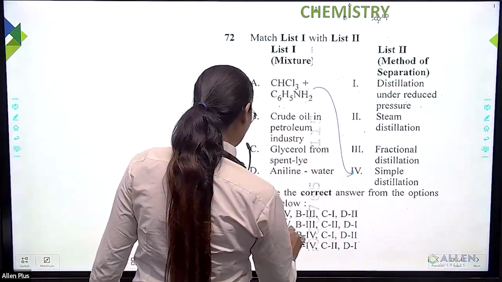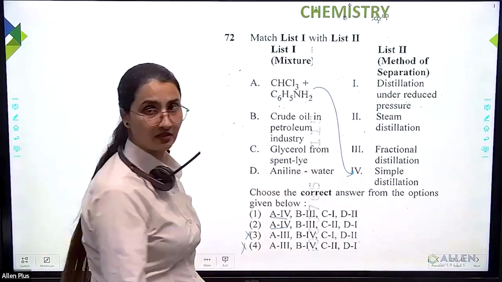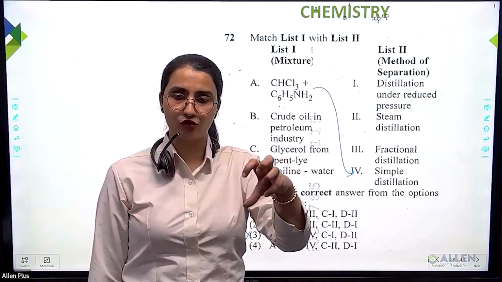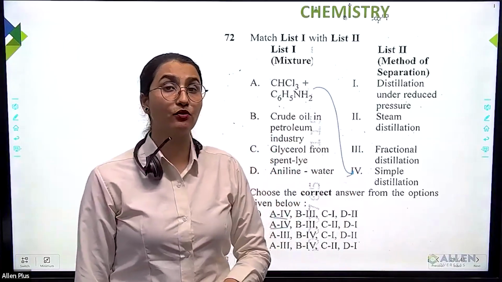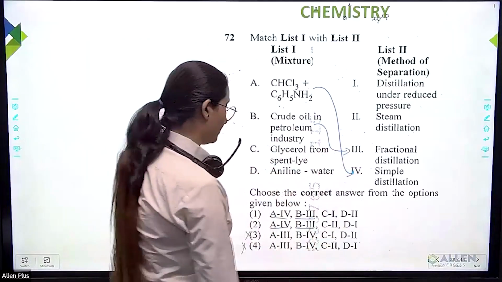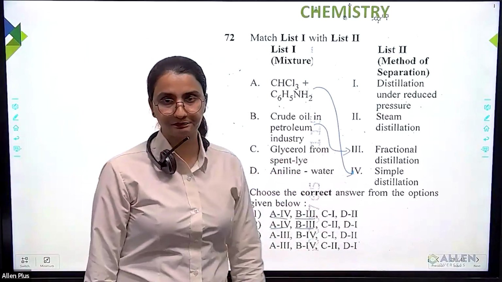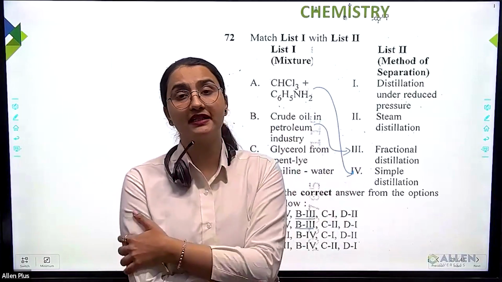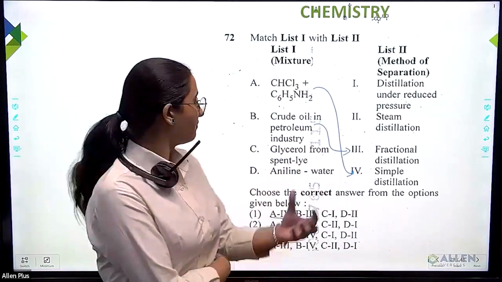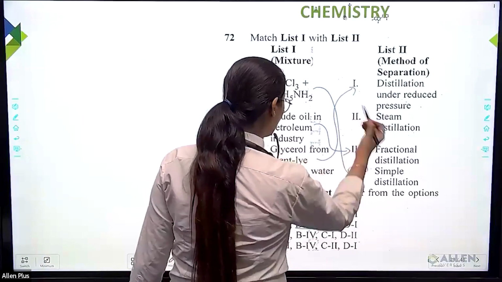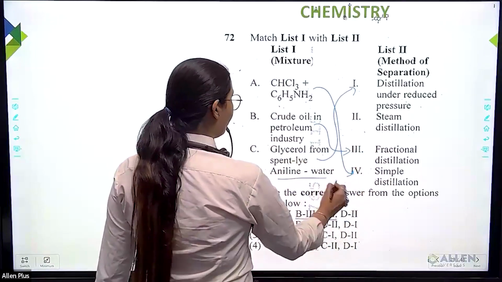A4, A4, 3 and 4 out. Crude oil, I think we know that components of crude oil have very little difference in their boiling points. So we use fractional distillation, B3. Okay. Glycerol. Students, glycerol decomposes when you heat at high temperature. So we heat it under reduced pressure. So C1, direct question. C1 left, D2.